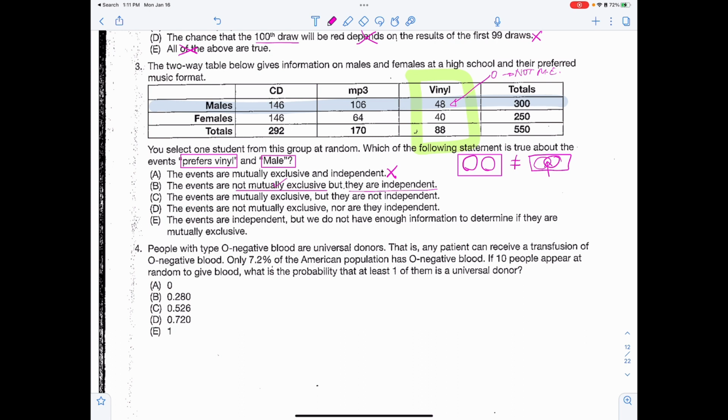Okay, in order to test for independence, we know that the probability of vinyl given male, I could have done male given vinyl either way, is going to be the probability of vinyl. So for the probability of vinyl given male, I know it's male, so it has to be in this blue area. Every single person in the survey is male, so it's basically saying of the males, how many like vinyl, which would be 48 out of 300. And is this equal to the probability of vinyl? Vinyl is going to be 88 out of 550.